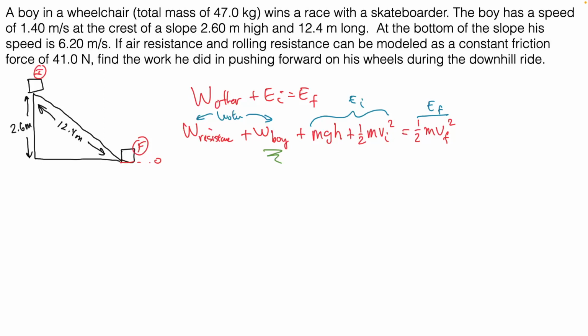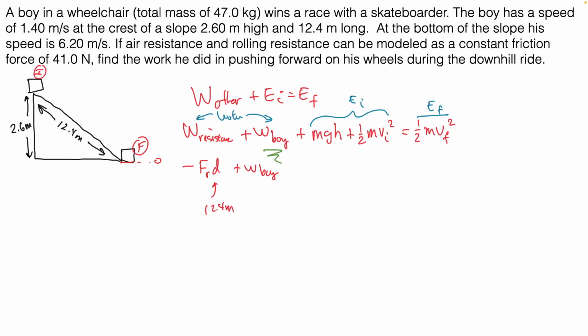So how are we going to find the work done by the resistance? Do they give me the work? It says the resistance can be modeled as a constant frictional force. So how do we find work if we know a force? Force times distance, right? But we have to remember something. It's friction. So what kind of work is kinetic friction doing? Negative. Negative force done by the resistance times the distance that it goes. And what are we going to put in for that distance? Yeah, this is the 12.4 meters.